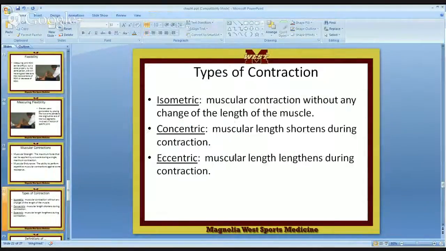Go to 22. We need to know isometric contraction, concentric contraction, and eccentric contraction. We talked about that when Paige wasn't strong enough to do a dumbbell curl with 20 pounds. So remember what those mean.